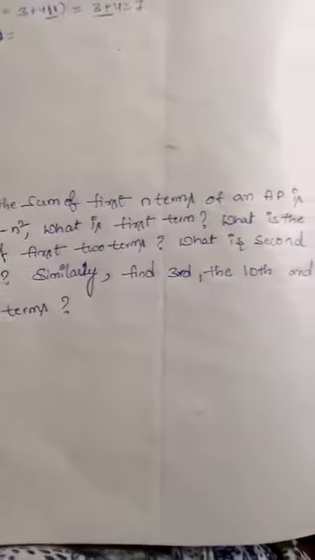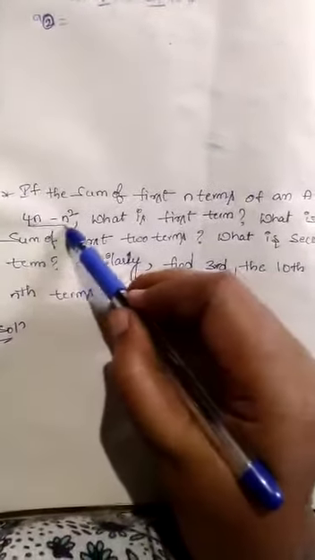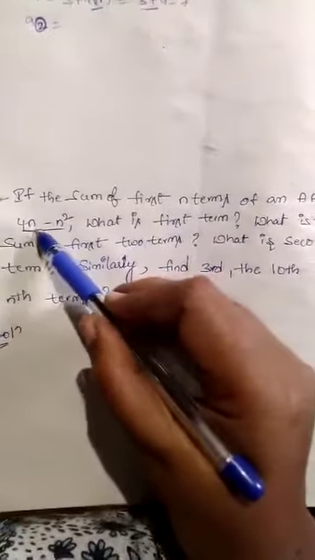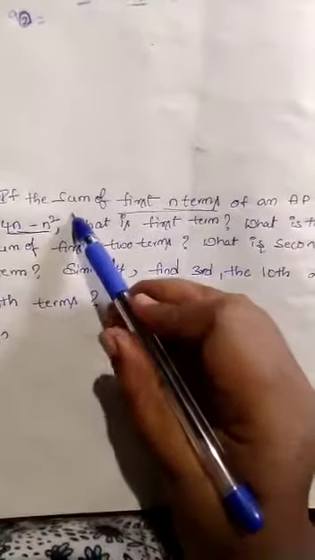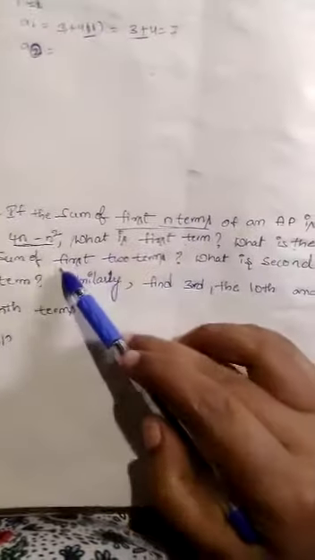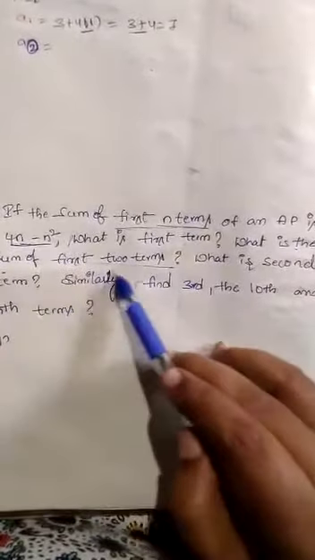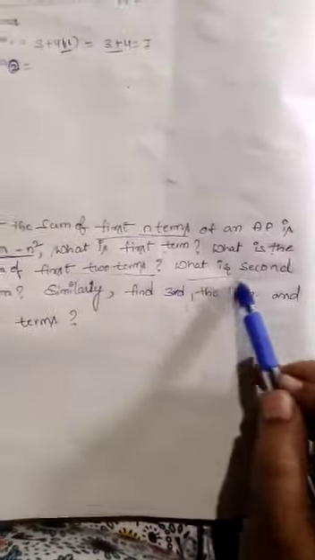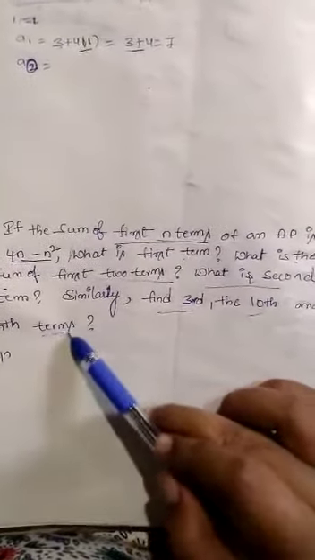Next example. If the sum of the first n terms of an AP is 4n minus n square. Here, the sum of the first n terms is given. So what is the first term? What is the sum of the first two terms? What is the second term? Similarly, find the third, 10th and nth terms.